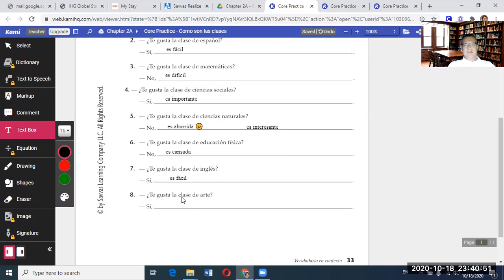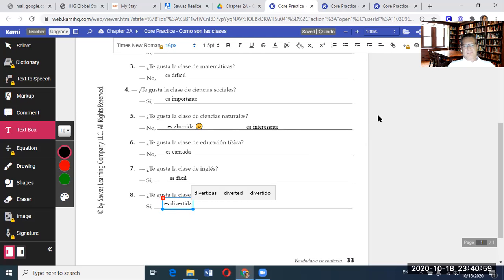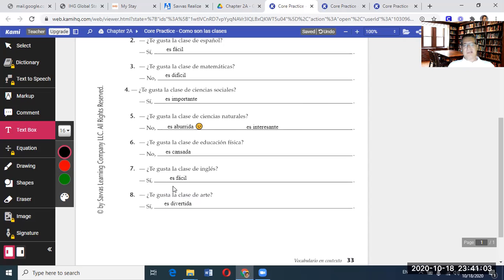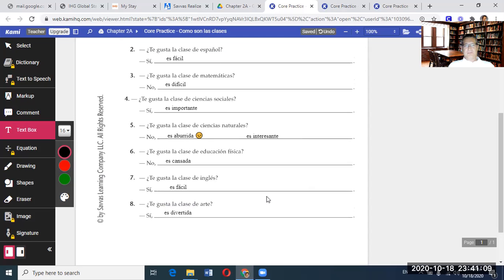¿Te gusta la clase de arte? Sí. I'm going to say it's fun. Es divertida. It is fun. Divertida. La clase, la is feminine, so that's why it's divertida with an A, divertida.